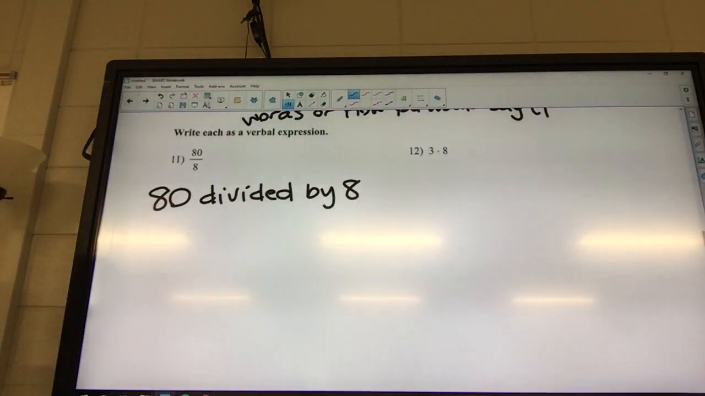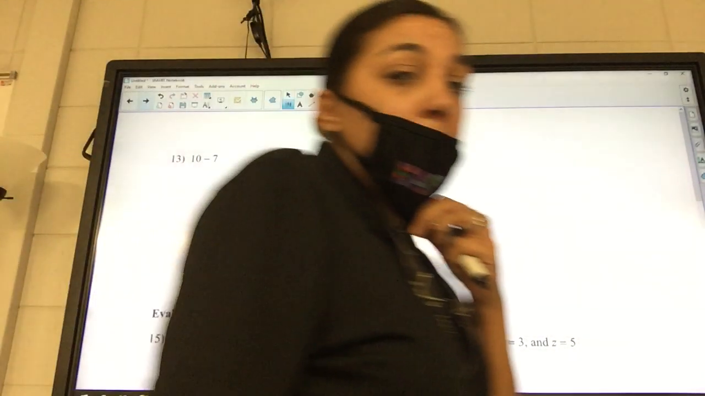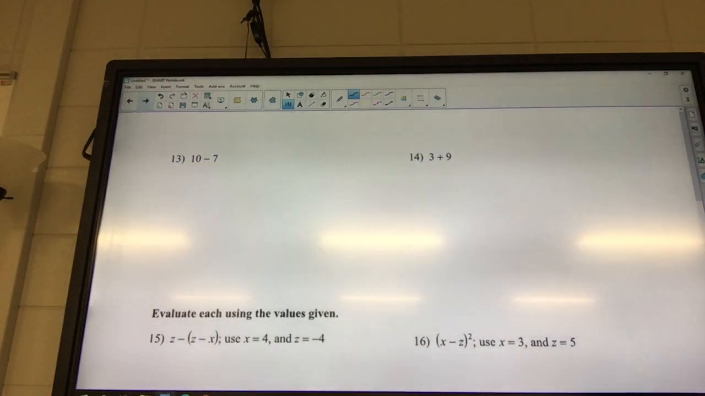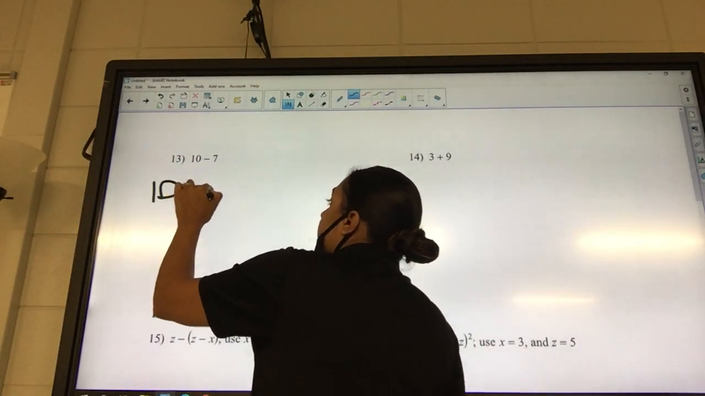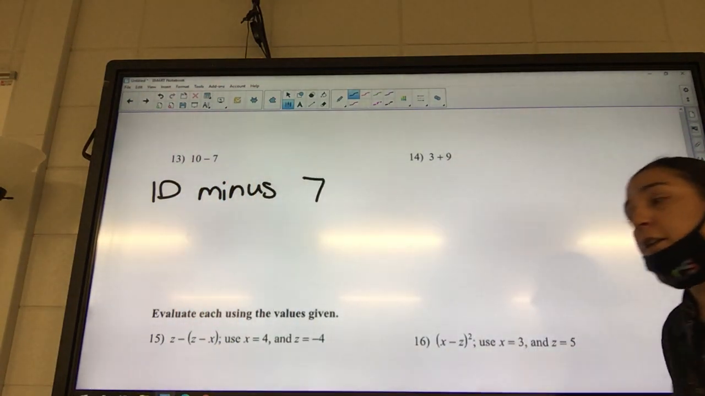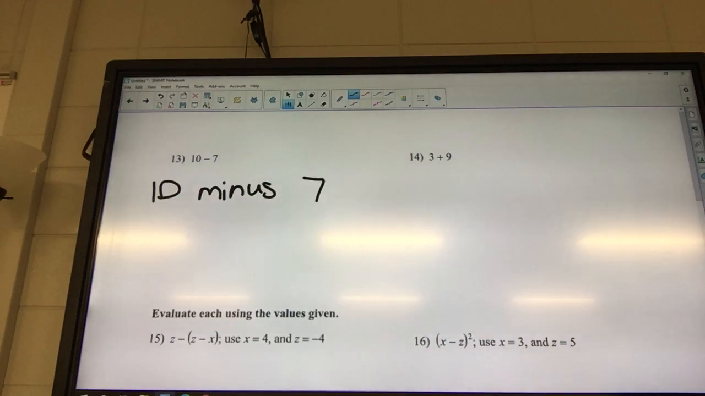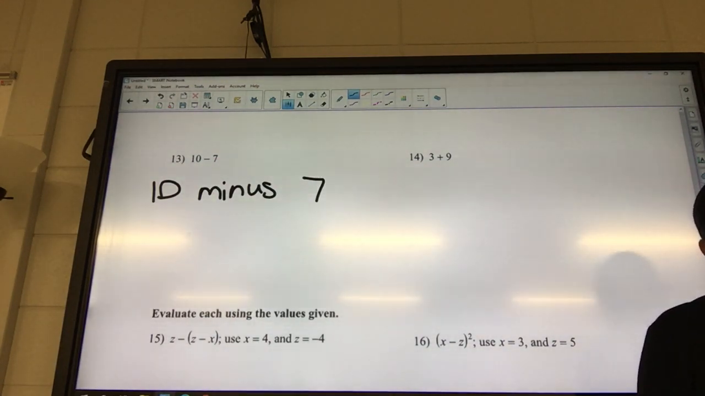Can I scroll? Next page. Okay, how do we say 13? 10 minus 7. 10 minus 7, that's totally fine. All right, and there are tons of other words you could use. Say subtracted, take away, any of those work, okay? Same thing, some of you guys are going to be tempted to write 3, right? Don't do it.